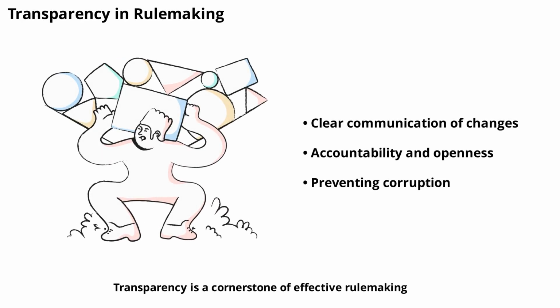Transparency is a cornerstone of effective rulemaking. Governments are expected to clearly communicate proposed changes, the reasons behind them, and how decisions are made. Open processes allow for greater accountability and help prevent corruption or favoritism. Transparency also makes it easier for people to understand and comply with new rules.